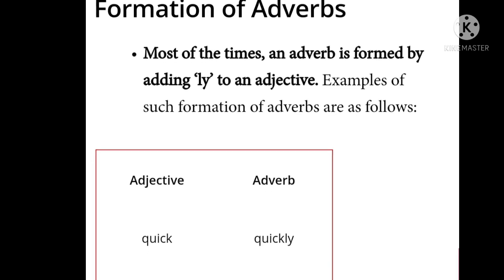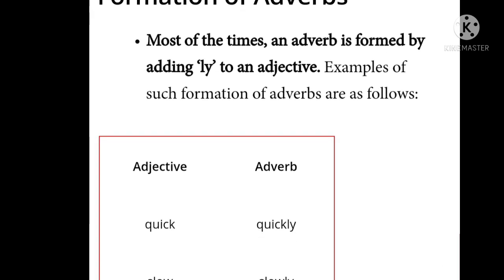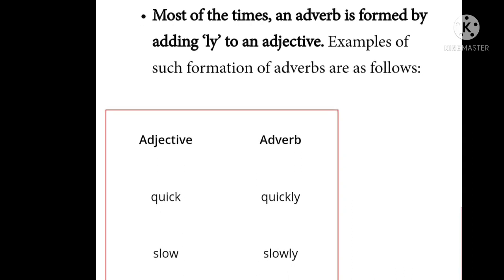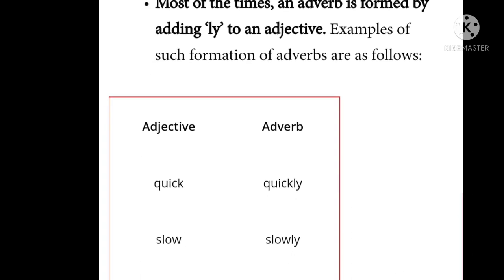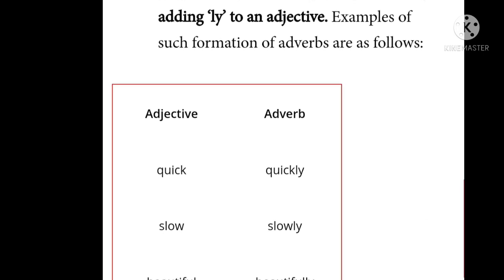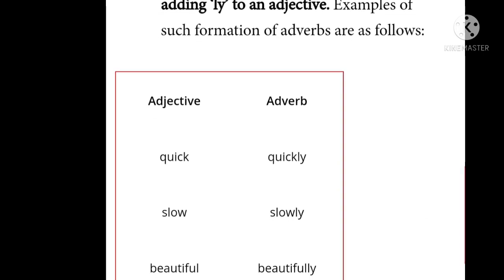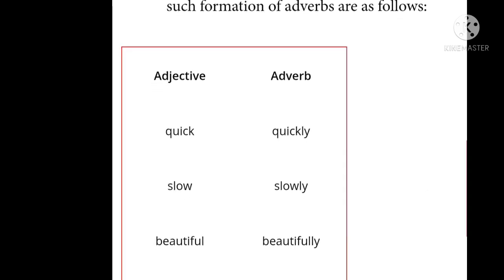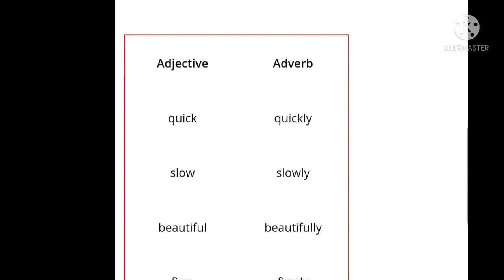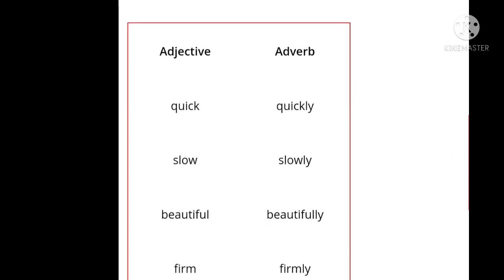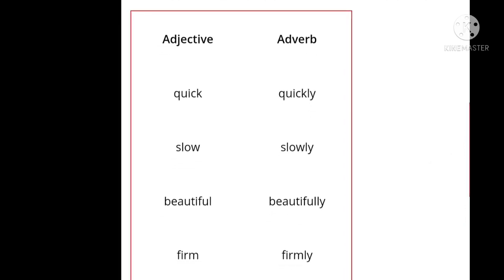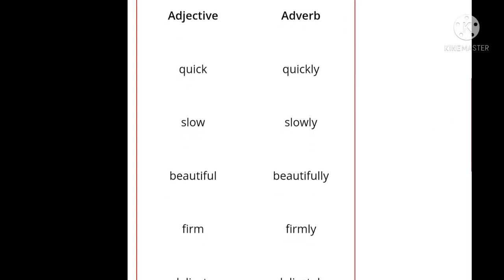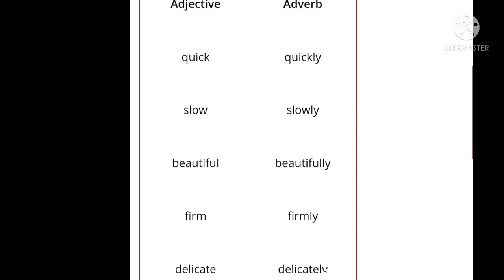Let's now revise the formation of adverbs from adjectives. Look at the first rule. Most of the time an adverb is formed by adding ly to an adjective. Some common examples are quick plus ly, quickly; slow plus ly is slowly; beautiful plus ly is beautifully; firm plus ly is firmly; delicate plus ly is delicately.